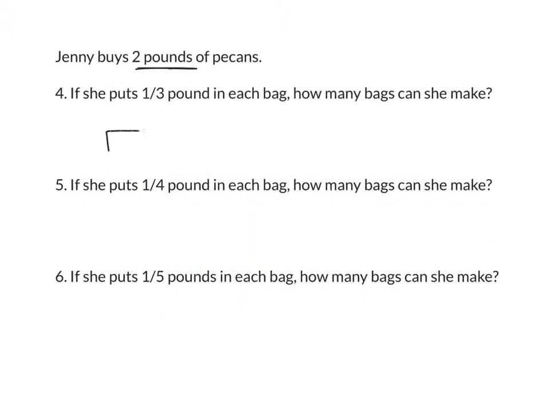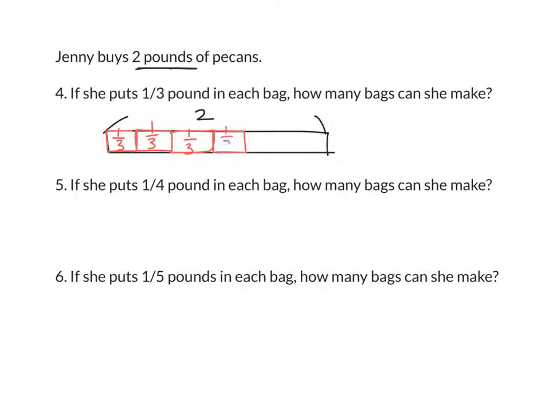Jenny still has 2 pounds of pecans. Let's draw that. 2 pounds of pecans. I split it in half. That's 1 pound there, right? Okay, now she wants to put 1/3 of a pound in each bag. So here's 1/3 of a pound. Here's another 1/3 of a pound. And here's another 1/3 of a pound, right? Over here, there's another 1/3, another 1/3, and one last 1/3.